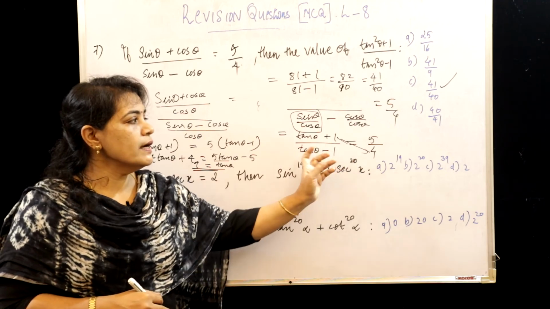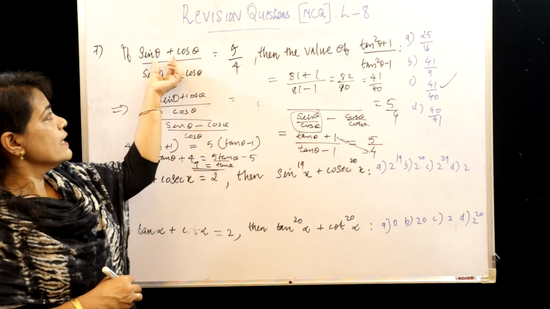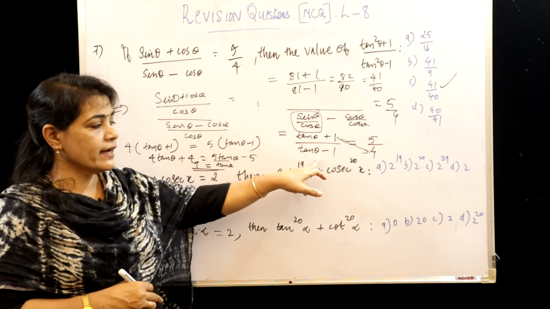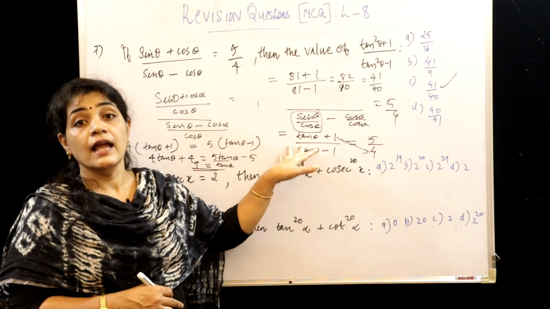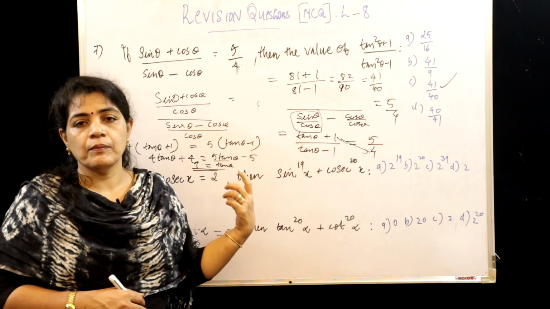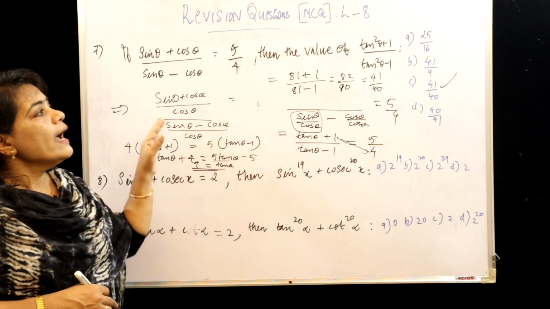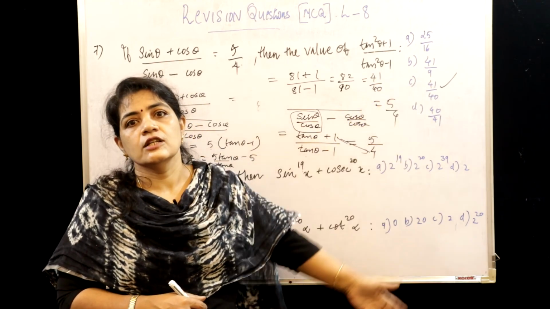You just cross multiply, because we got the equivalent expression of this sin theta plus cos theta in terms of tan theta. After getting this step, just cross multiply and hence you will get the value of tan theta as 9 by applying the distributive property. And if tan theta equal to 9, tan square theta equal to 9 square is 81.